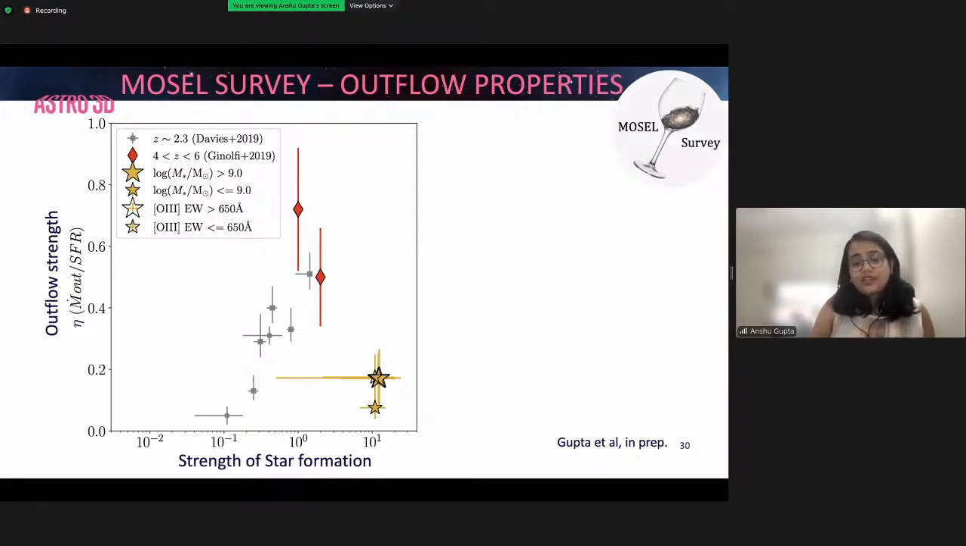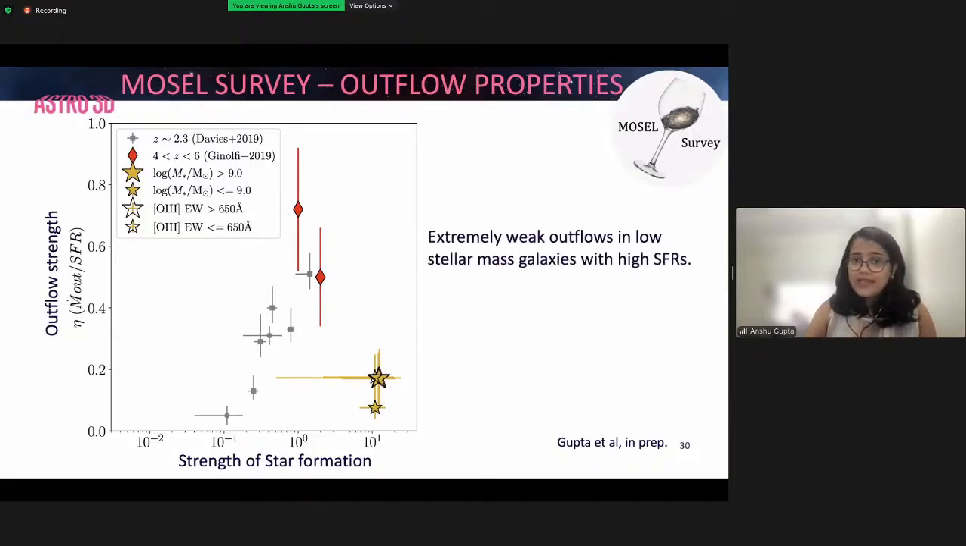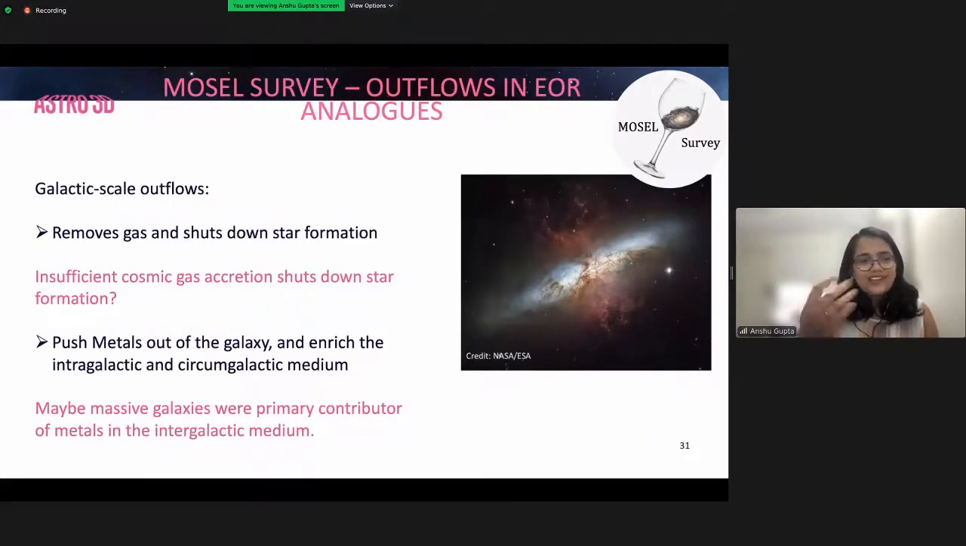Their outflow signature is so far off the chart, because if we had to make it fall on the plot, we'd have to increase their outflow strength by about 5 times or so, which is going to be quite difficult. So we don't see any evidence of really strong outflows in these really low stellar mass, high star formation rate galaxies. So what does it mean for my initial assessment? Outflows are really important, and we don't see them in our sample.